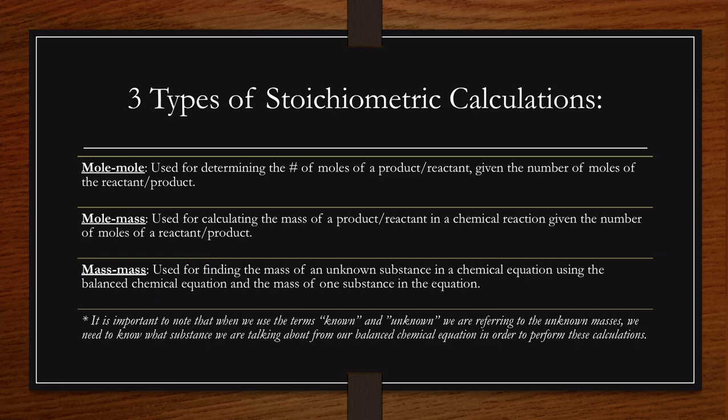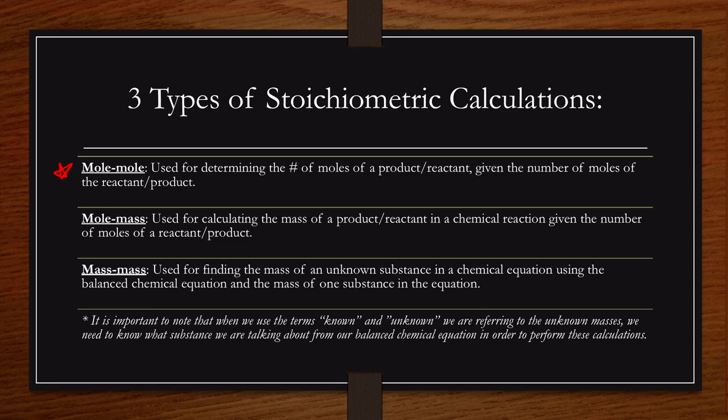What I've tried to do is break this down into a format that you can apply in any different situation. So for example, if you have a problem that's giving you an amount of one substance in moles, and it's asking you to calculate the amount of the other substance in moles, that is called a mole-to-mole calculation. And that is the shortest, simplest form of stoichiometric calculation that you can do.